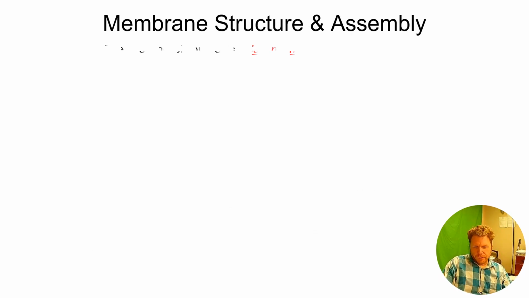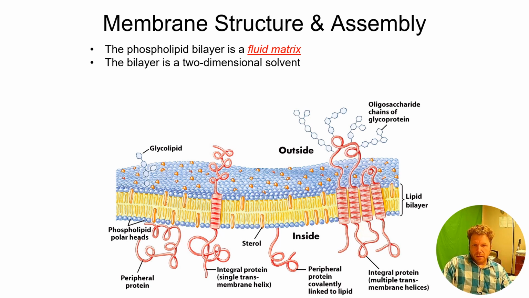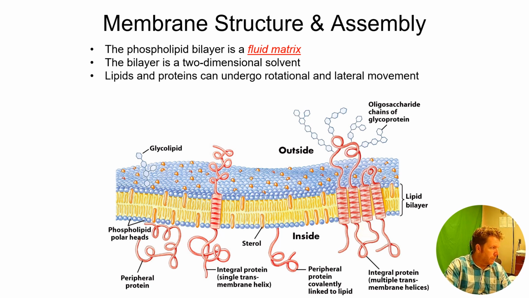So, membrane structure and assembly. The phospholipid bilayer is a fluid matrix. The bilayer is a two-dimensional solvent. And here's essentially what it looks like. This is pretty overwhelming. There's a bunch of stuff here. So I'm going to finish out the bullet points here.